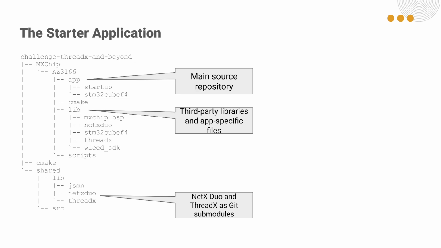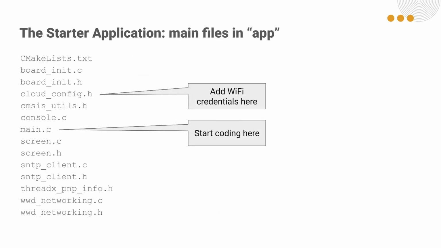Everything is wired up to compile and to deploy on the board, and of course, this helps you focus on the application itself. There are two main files to look at to get started. One is cloudconfig.h. This is where you will put your username and password for the Wi-Fi to connect to it. And then there's the main.c file, which is the entry point for the application. So study that, study the other files maybe in the neighborhood, and figure out where you want to take this.